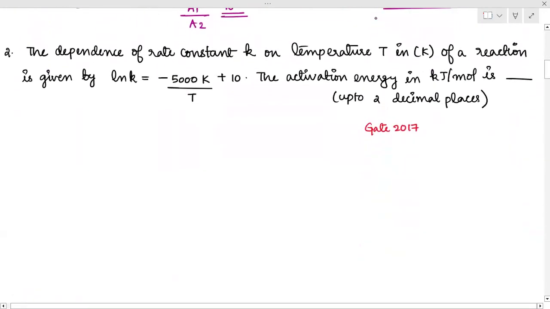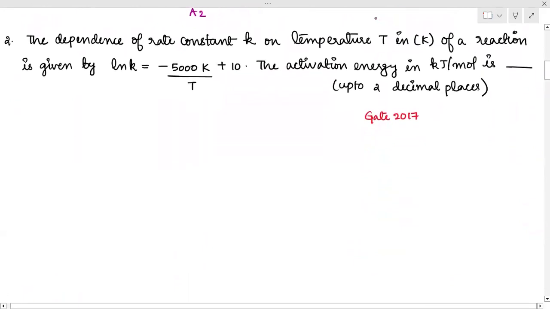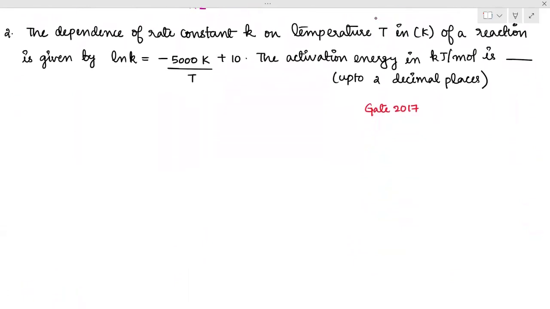As in GATE, the dependence of rate constant K on temperature T, which is given in Kelvin, of a reaction is given by ln K is equal to minus 5000 K by T plus 10. The activation energy in kilojoules per mole. Please be careful. It's not joules per mole. It is kilojoules per mole. And they have asked us to round it to 2 decimal places.